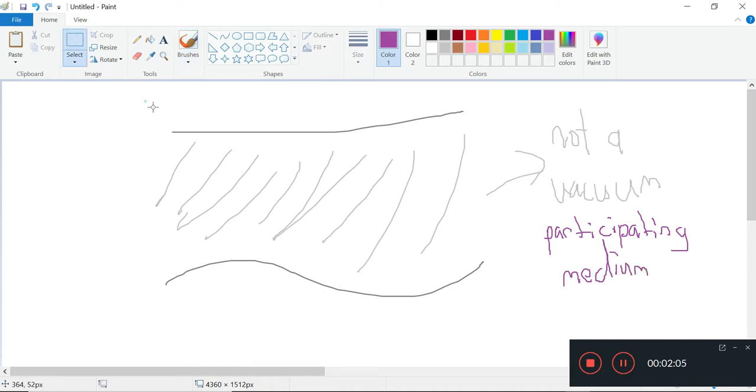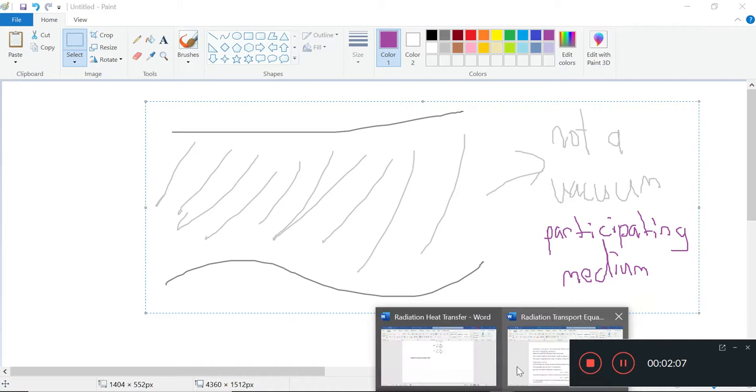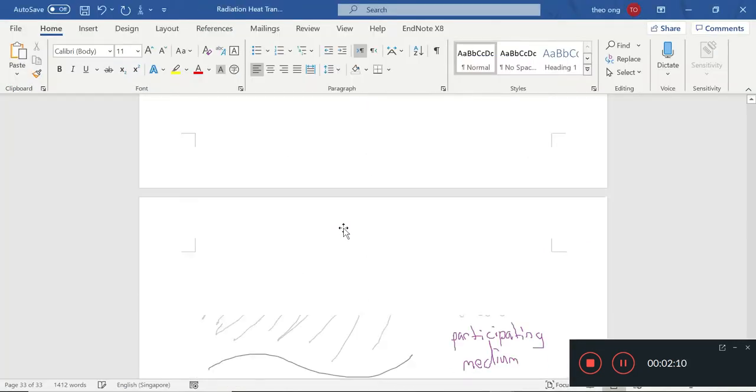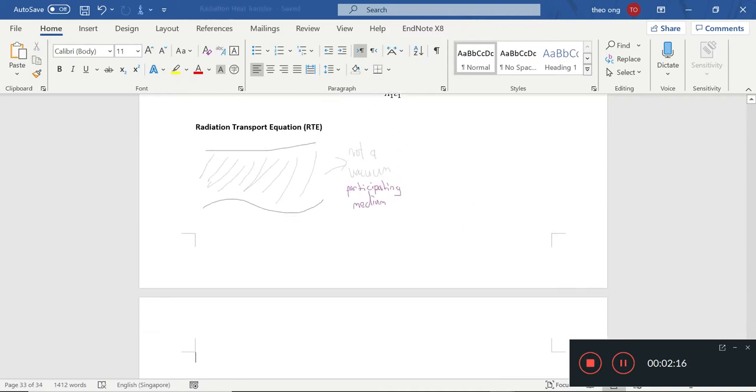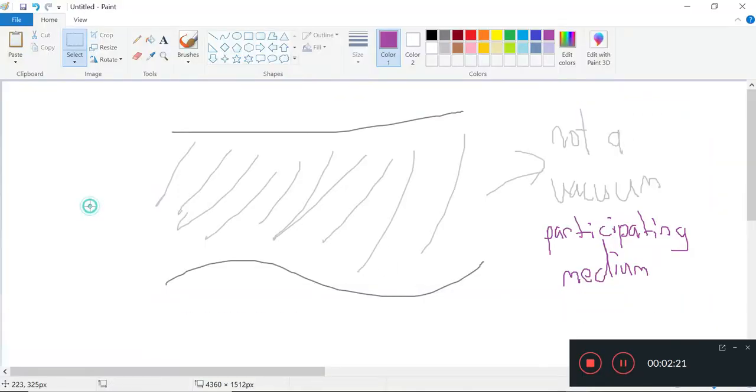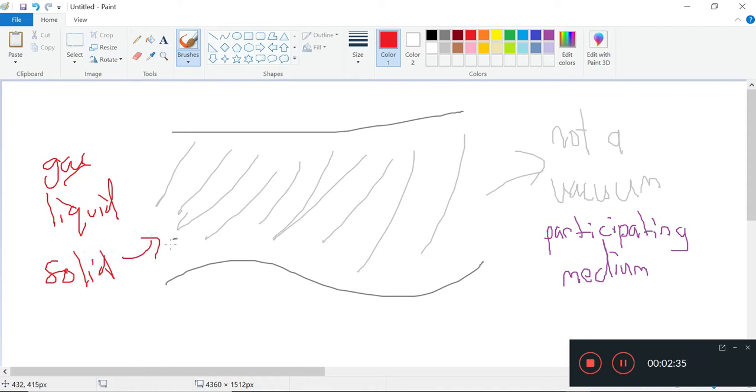If the stuff in the middle is a participating medium, it is something. It could be a gas, it could be a liquid, it could even be a transparent solid, like glass. And it does allow some form of radiation to go through the medium itself.